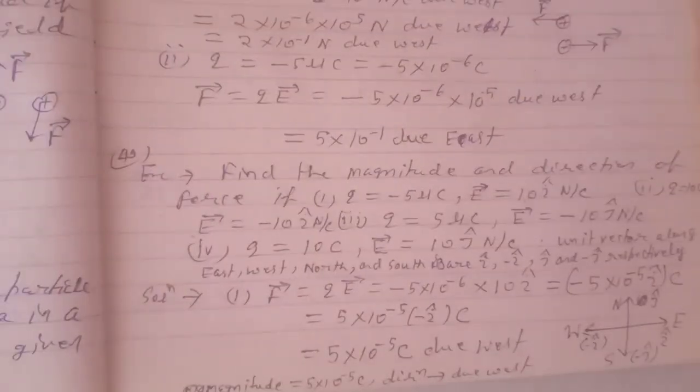So we can calculate directly: F vector = Q E vector, putting the value -5 × 10^-6 × 10 i cap, that is -5 × 10^-5 i cap. It can be written as magnitude into direction, 5 × 10^-5 into -i cap. Minus i cap represents this direction, so this will be 5 × 10^-5 newton due west. Similarly, we can calculate another. Here magnitude will be 5 × 10^-5 newton and direction will be due west.